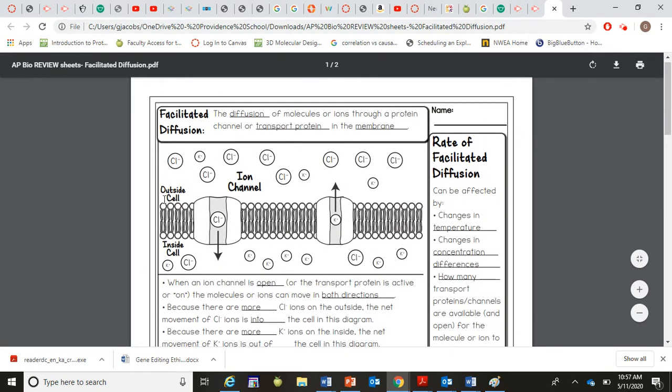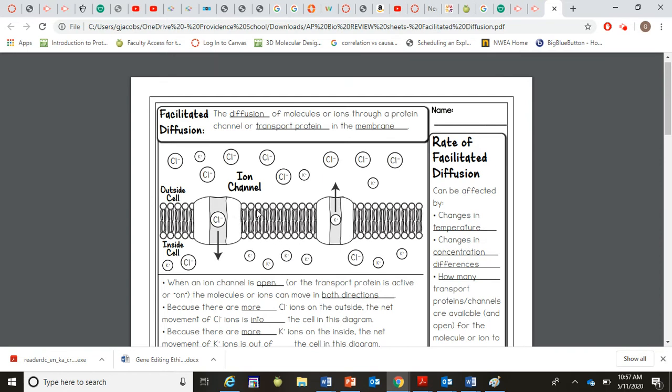Okay, so facilitated diffusion is, again, the movement of a molecule from high to low along its concentration gradient, but with the help of a membrane or channel protein that allows the molecule to cross the membrane more freely. Remember, the membrane is made of phospholipids arranged in a bilayer with hydrophilic heads and hydrophobic tails. So the majority of the membrane is hydrophobic, nonpolar.